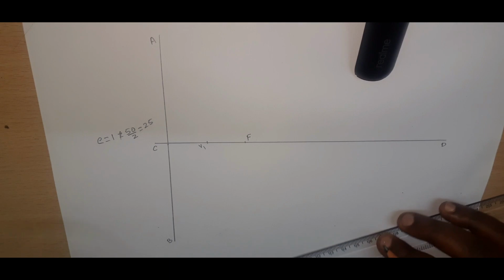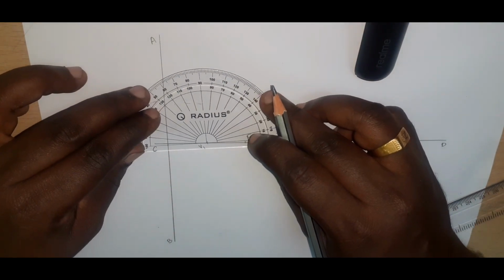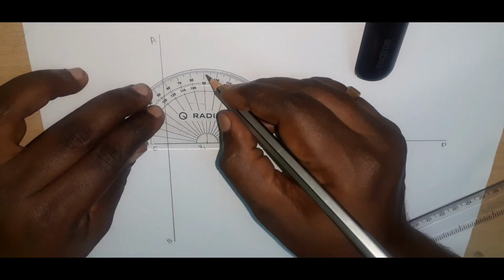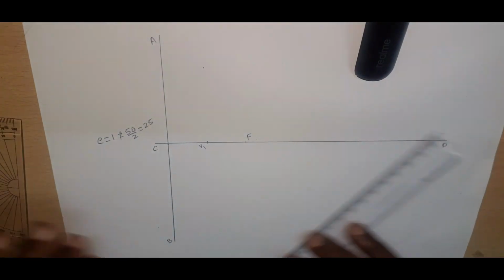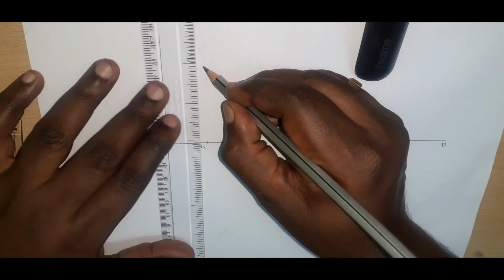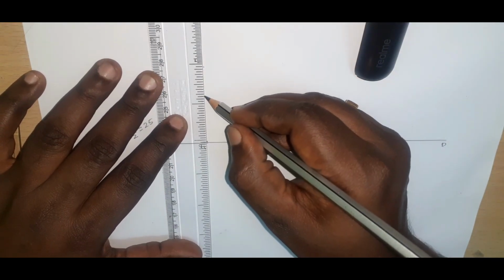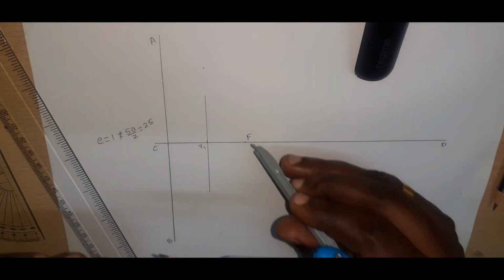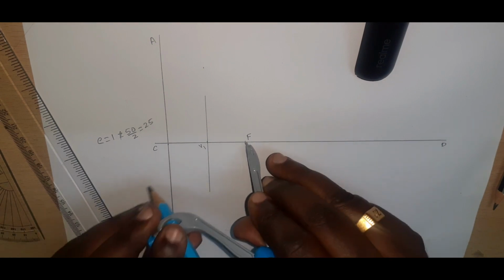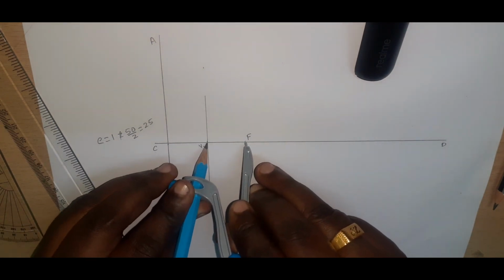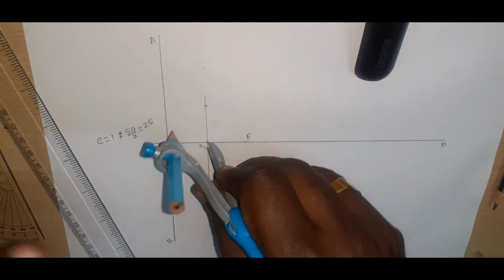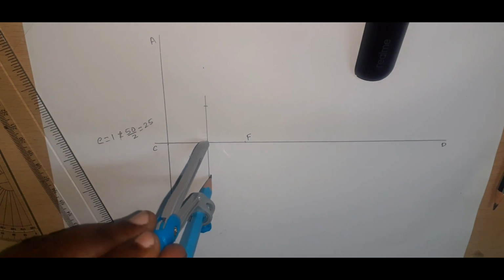As we did earlier, in the same way, draw the 90 degree point and draw the perpendicular line. Okay, now take your compass, measure this distance and mark it up and down.